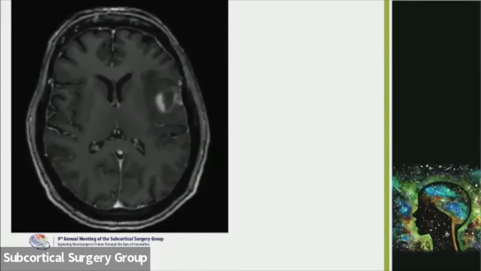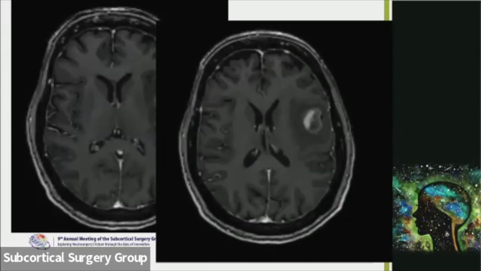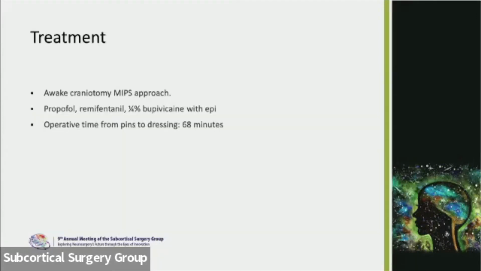Now, you might ask, why even do this with the MIPS approach with the lesion that's this superficial? Well, it's in part because now I have a nice radial retractor to use, not putting pressure on that surrounding cortex, and I can adjust that during the case as needed. So we did this with the MIPS approach, as I described previously.